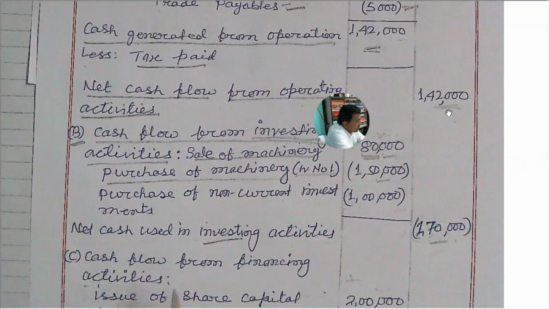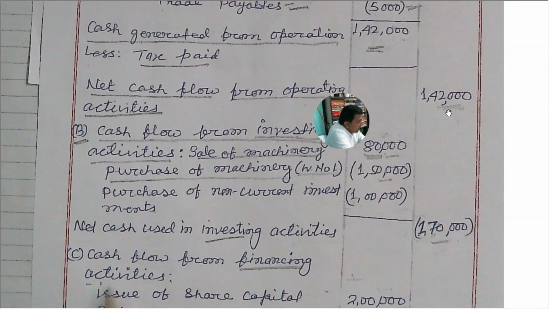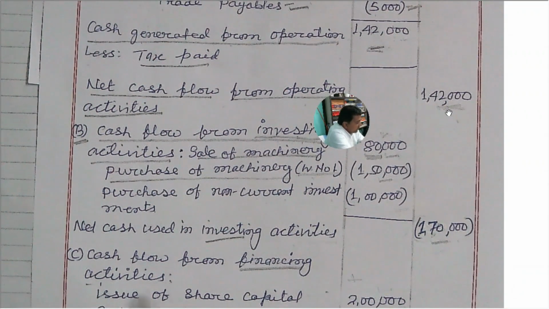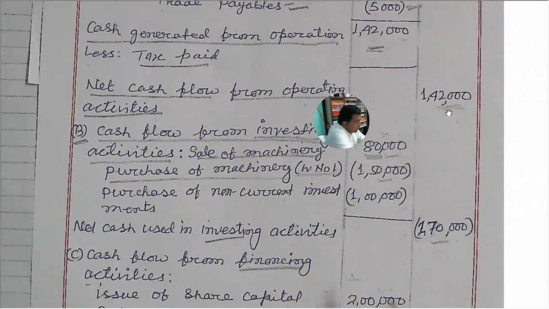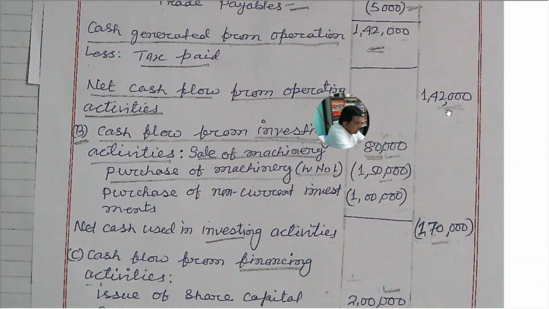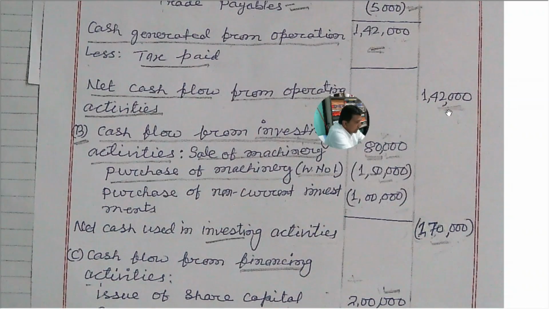Similarly, the next heading is financing activities. Under financing activities, issue of share capital: share capital is given in the question. It is increased from 5 lakh to 7 lakh, so 2 lakh is increased. Issue of share capital, proceeds received, is an inflow of cash. And the bank loan: 1 lakh 50,000, out of which 1 lakh was paid during the year, and the balance 50,000 is still appearing.